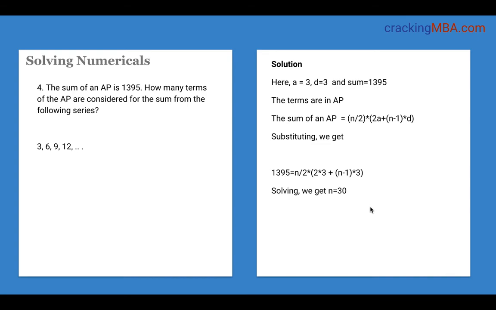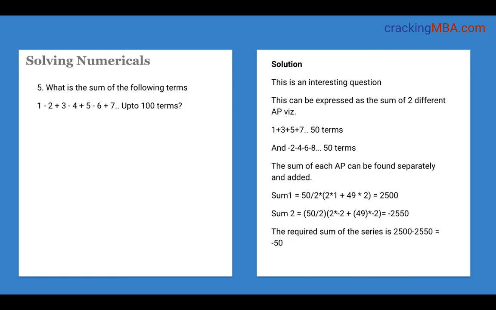So this is how you use your formulae to solve the questions. Next is, what is the sum of the following terms? This is an interesting question. Here we observe that it does not look like a regular series; there seems to be a different pattern. Clearly this series can be expressed as a sum of two different APs. One AP is 1 plus 3 plus 5 plus 7 and so on up to 50 terms. Another AP is minus 2, minus 4, minus 6, minus 8, and so on up to 50 terms.